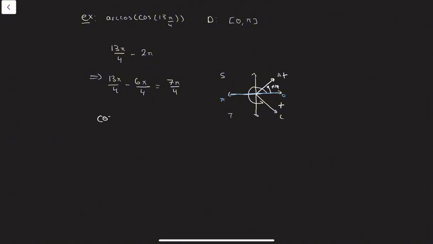Great, so we can say cos of 7 pi over 4 is equal to cos of pi over 4. Because of this, we can say that cos inverse of cos of pi over 4, using the cancellation formulas once again, is equal to pi over 4. Great.